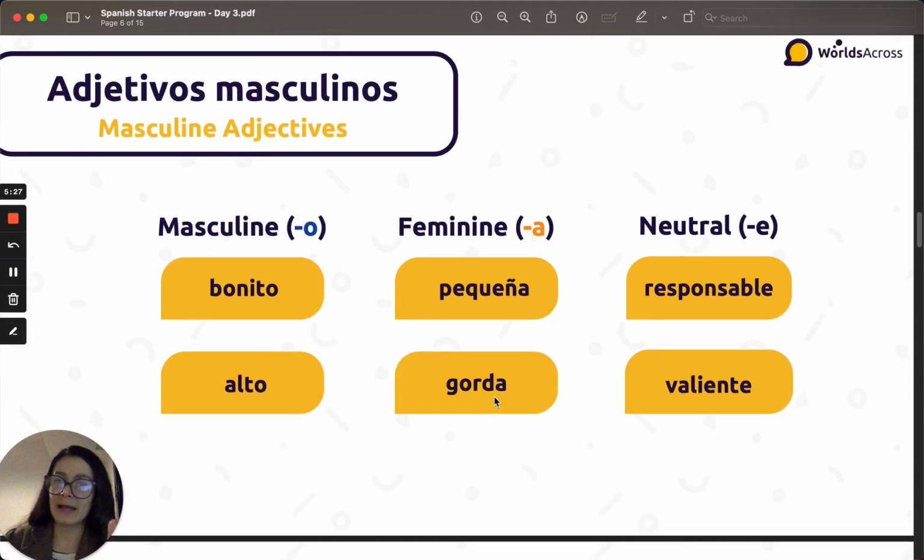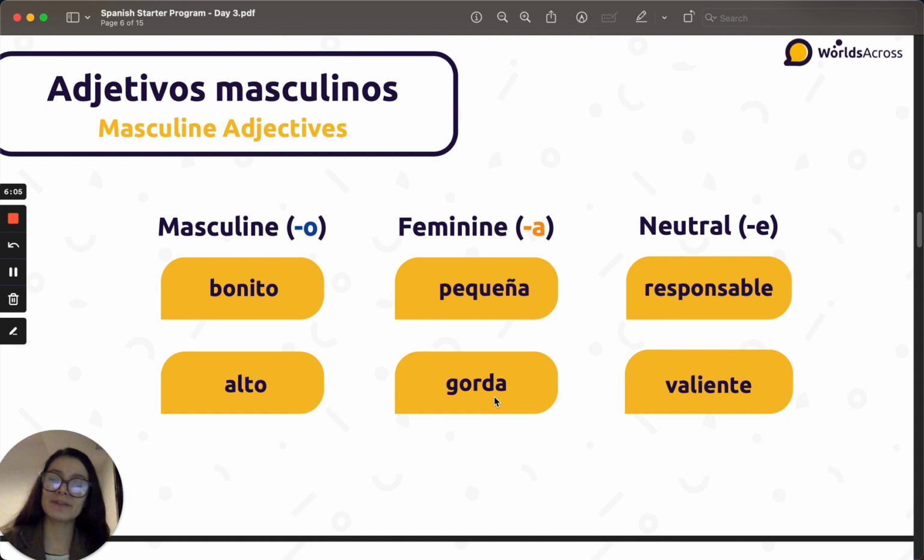So, as we were saying before, we have the gender of adjectives. It could be female or male, right? We're going to start with male, masculinos. So we have bonito, which means beautiful, pretty, and alto means tall, right? If I want to say the female version of this, I would say bonita and alta, okay? Now let's see some others with the feminine. We have pequeña, which means small, and gorda means fat, okay? So we have pequeño and gordo if it were a male, right?